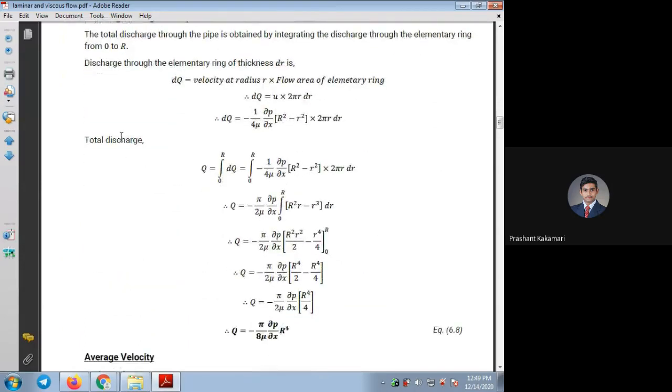For the discharge, all of you know, for a given cylindrical element, dq, a small cylindrical object, the discharge through that small element is given by the velocity at radius r, into the area of flow. That area here is the area of the elementary ring. The area of the elementary ring is already told, it is 2 pi r into dr, and the velocity at radius r is u.